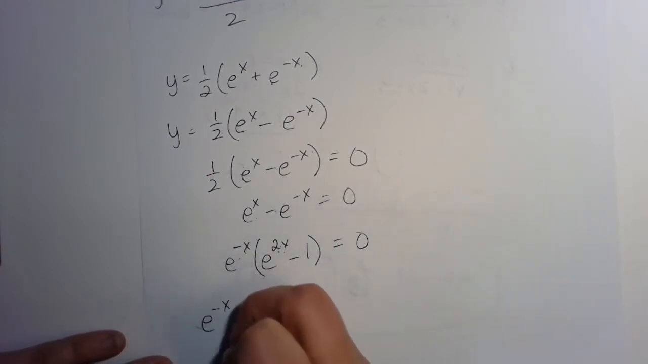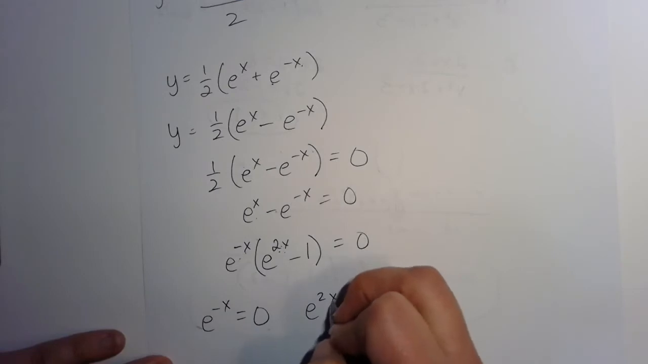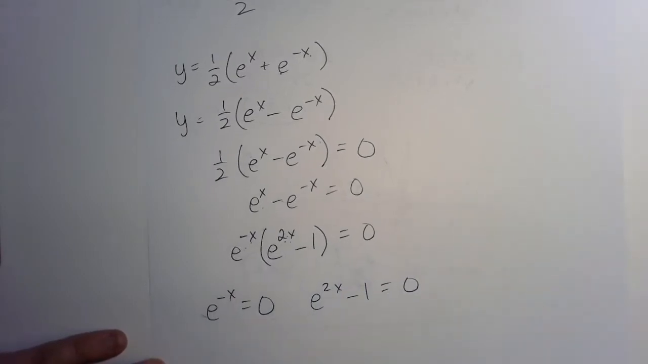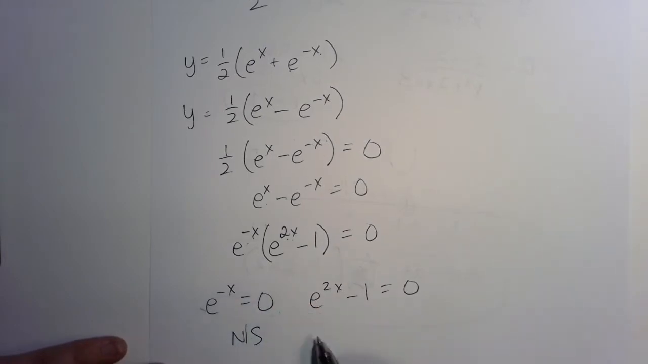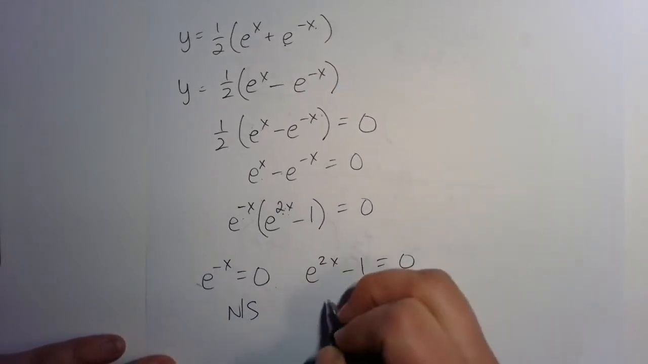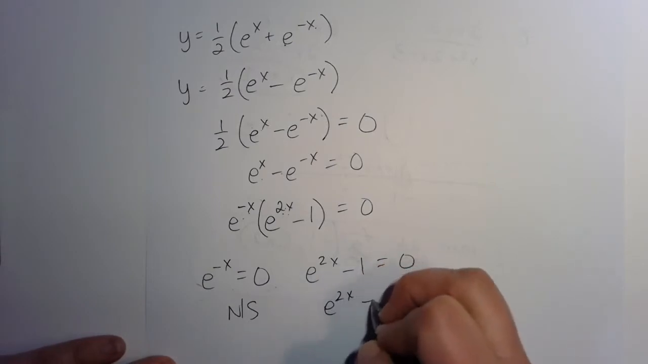So I get e to the minus x equals 0, and I get e to the 2x minus 1 equals 0. Now e to the minus x, we just talked about that: if I just have e to a power, that's never going to be 0. So this one doesn't give us a solution. This one, however, I can check a little deeper. So I'm going to get e to the 2x equals 1.